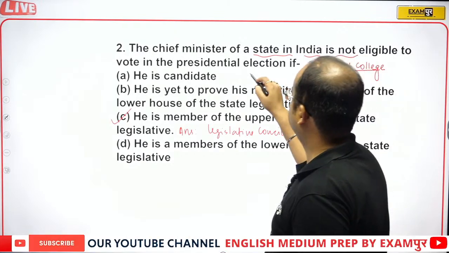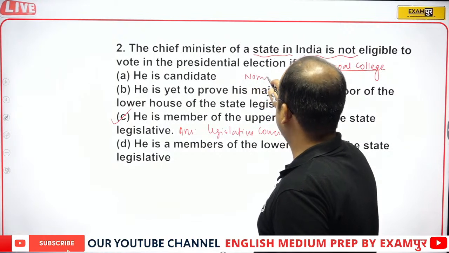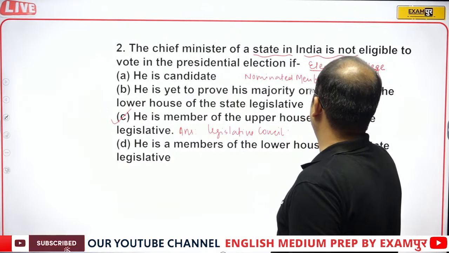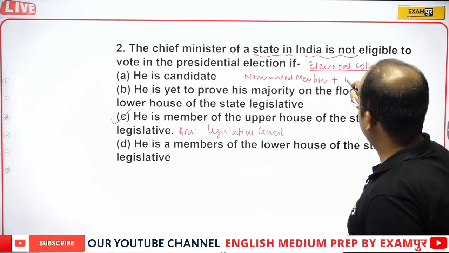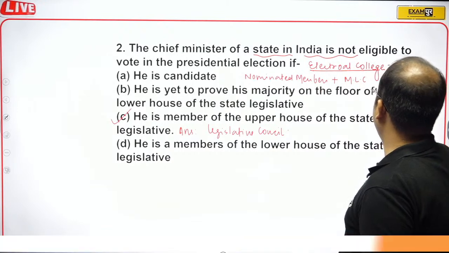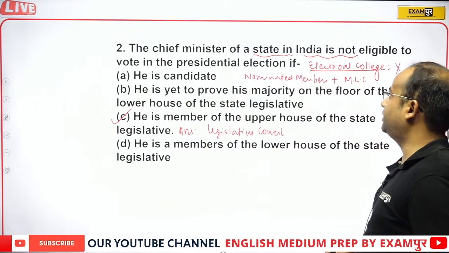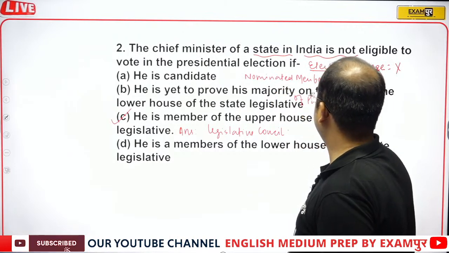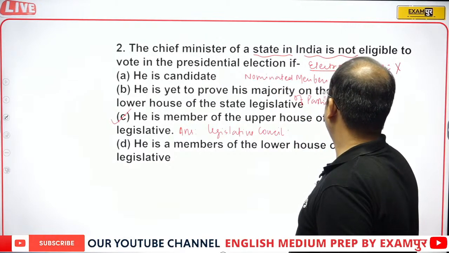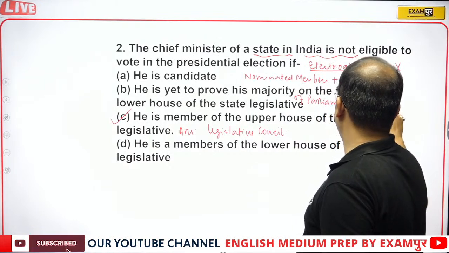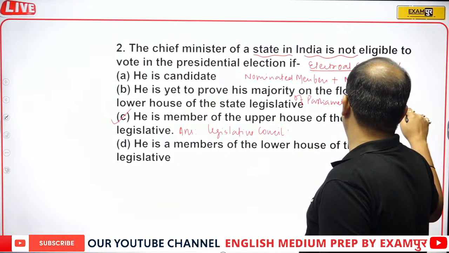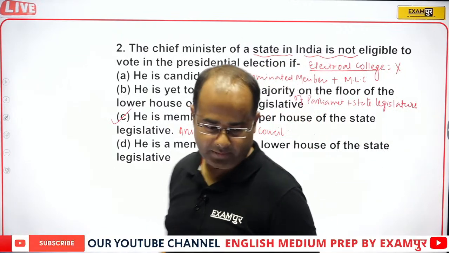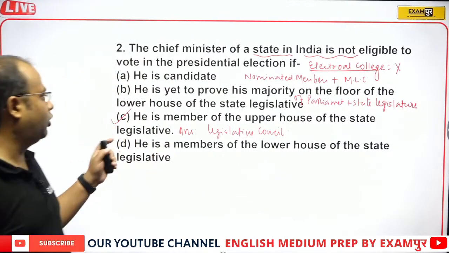does not include nominated members of parliament plus members of legislative council. It does not include the nominated members of parliament plus state legislature and elector and member of legislative council. Therefore, correct answer will be option C.